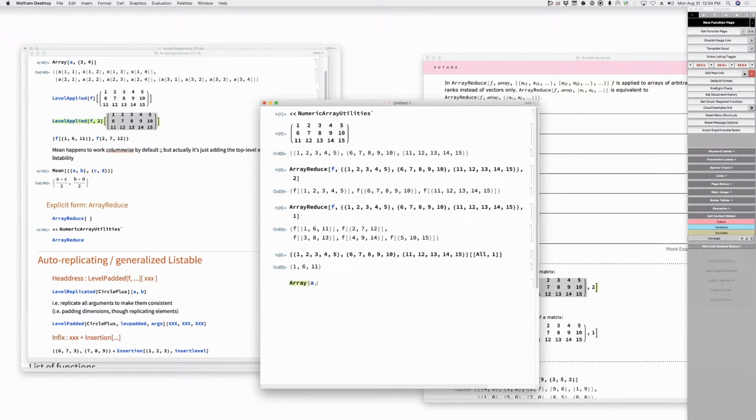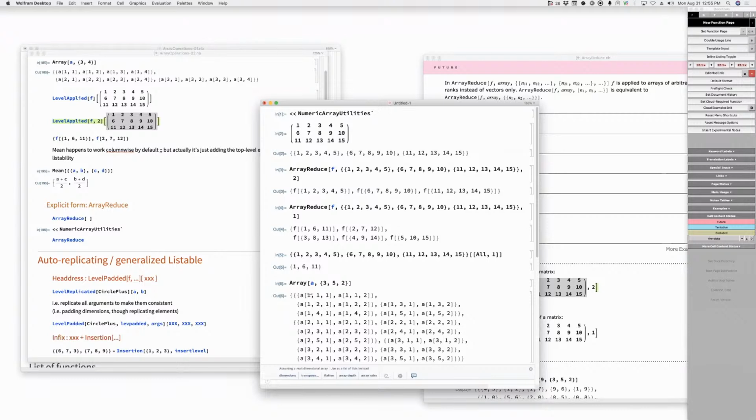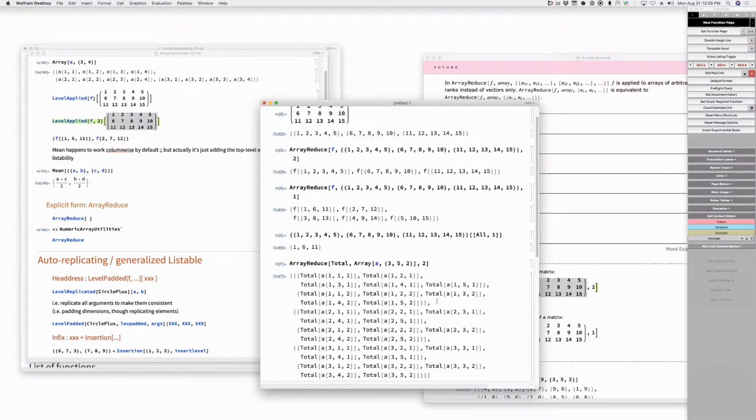Okay, so 3 by 5 by 2, for example. Exactly. If you do ArrayReduce of, I don't know, total, it doesn't matter. To be simpler, total, and then level 2, the dimension is going to be 3 times 2, because the 5 is gone. What the hell happened there?